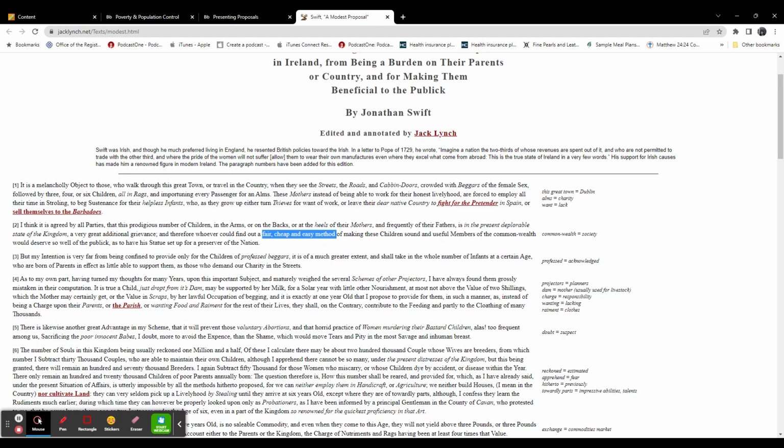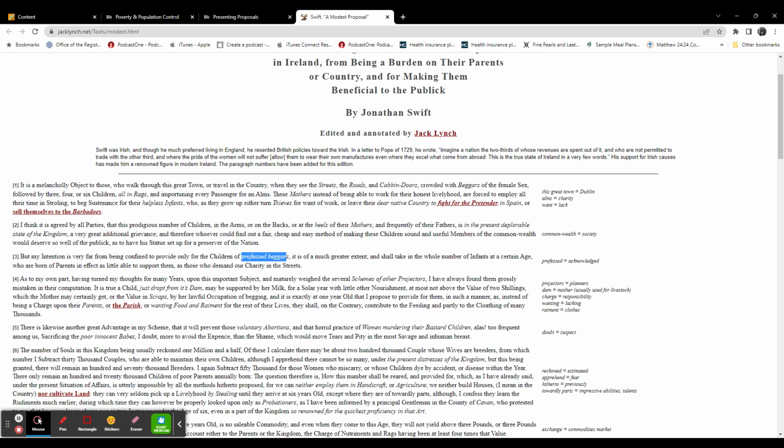But my intention is very far from being confined to provide only for the children of professed beggars, meaning that this is also their profession. It is of a much greater extent, and shall take in the whole number of infants at a certain age who are born of parents, in effect, as little able to support them as those who demand our charity in the streets.